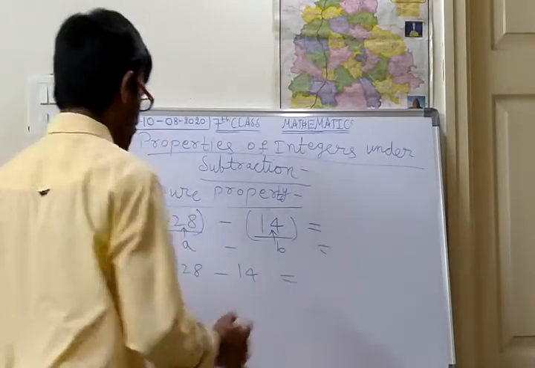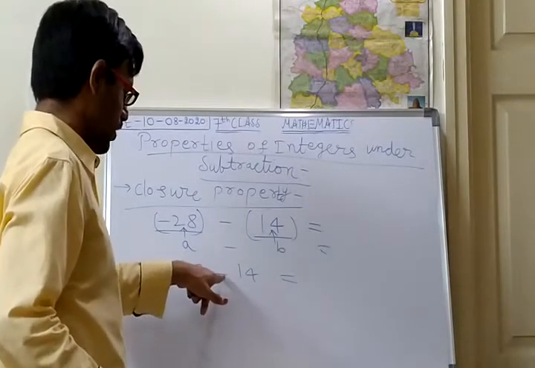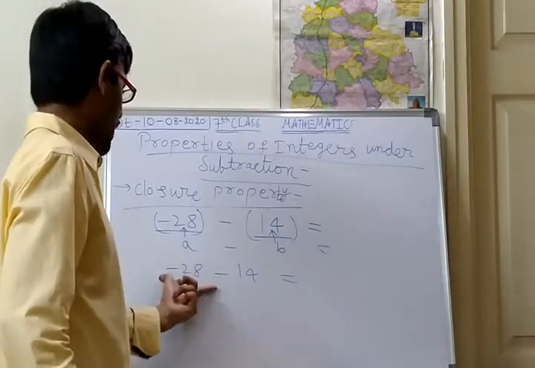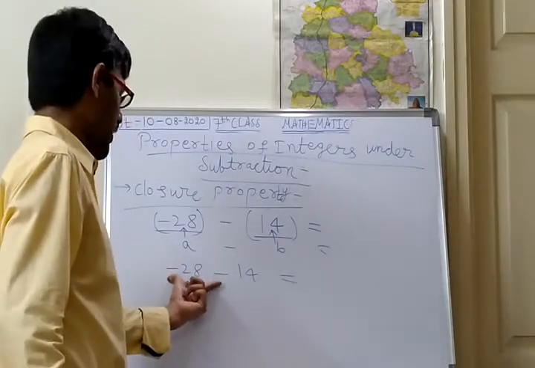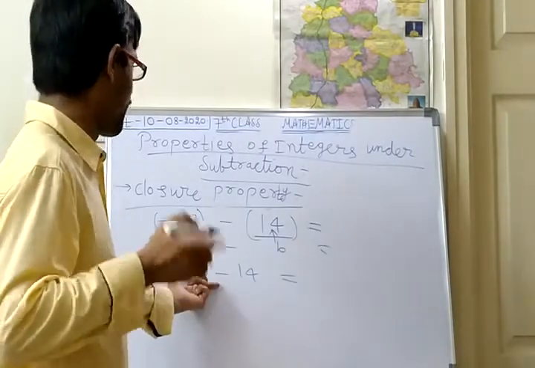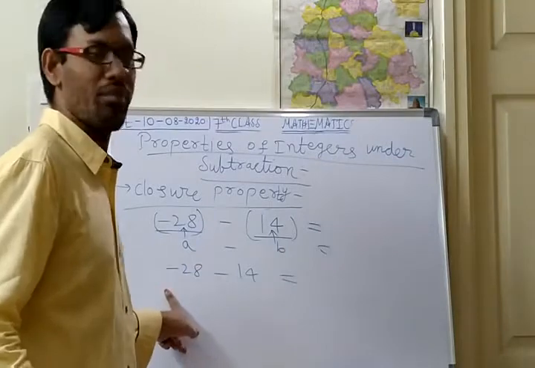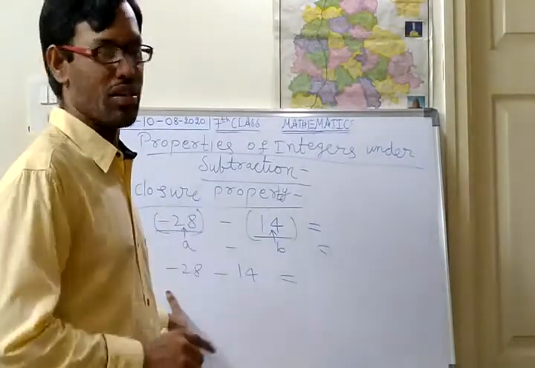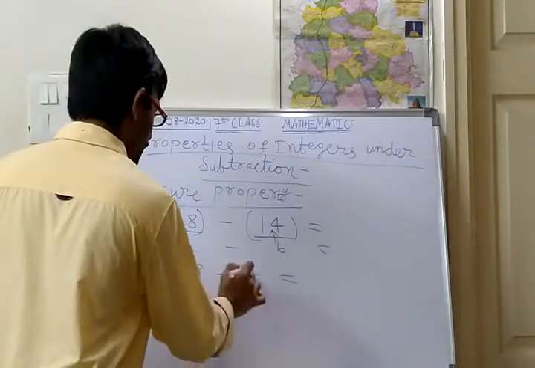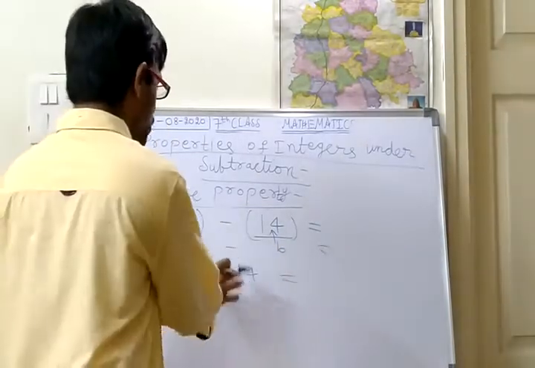Okay, minus 28 minus 14. Both are having same symbols. If both are having same symbols, then you have to do the addition and you have to keep whatever the symbol is there for all the numbers. So here 28, 14. You have to add 28 and 14. So what is 28 plus 14?